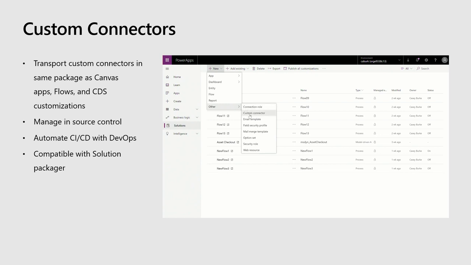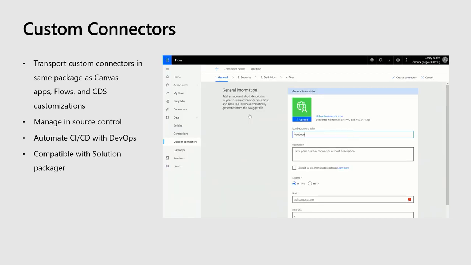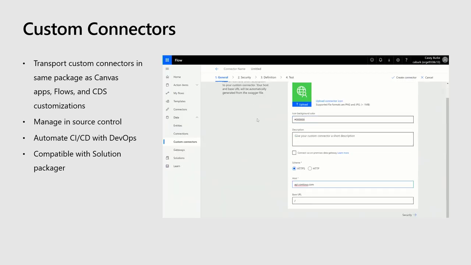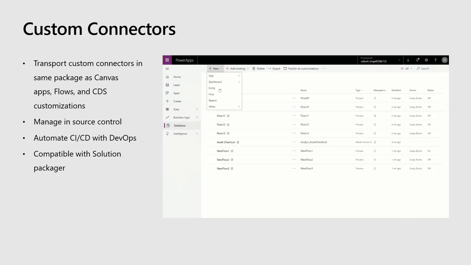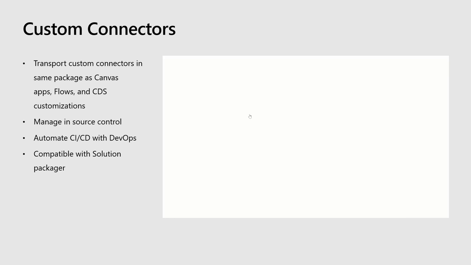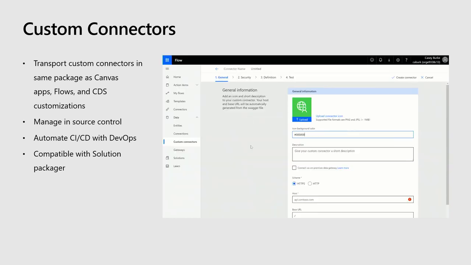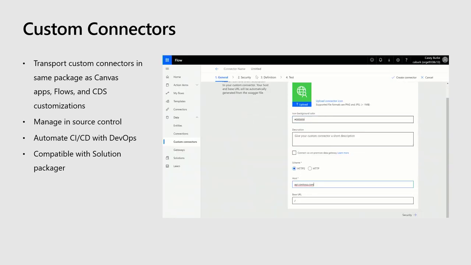Custom connectors are something that you can create on your own. We have over 250 connectors out of the box that you can use today. But there may be systems that are homegrown or systems that don't have a connector. So what you can do is make a custom connector via any REST API.